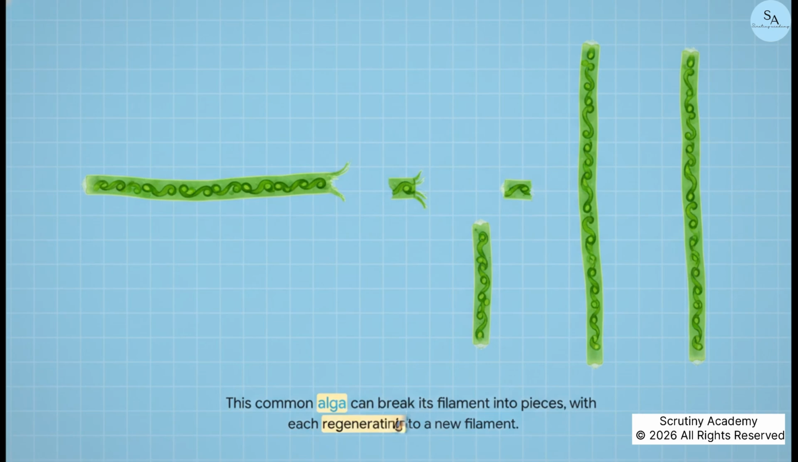It's gotta be Spirogyra. It's a type of green algae you might see in ponds. Its long, thread-like body can easily break into pieces, and each broken piece just keeps on growing into a whole new filament. Simple as that.